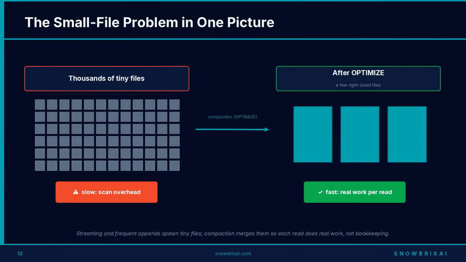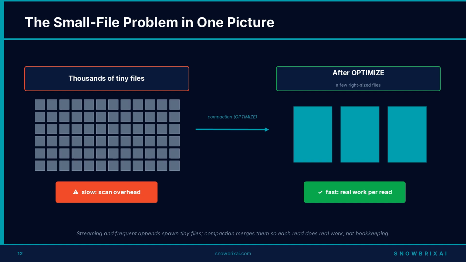Let me paint the small file problem in one picture. Streaming jobs and frequent appends create thousands of tiny files. And each tiny file carries a cost: more metadata to read, more open and close work for every single query. Your engine spends its time on bookkeeping instead of real work.